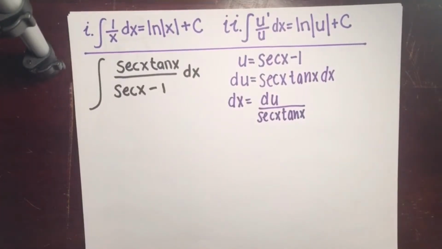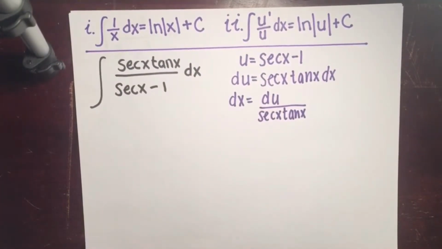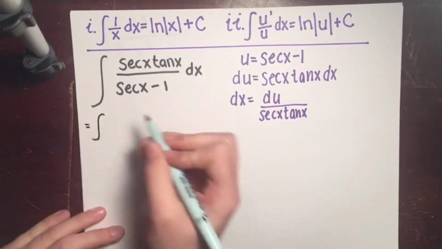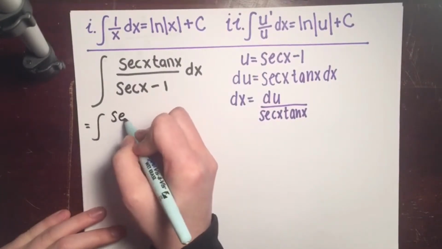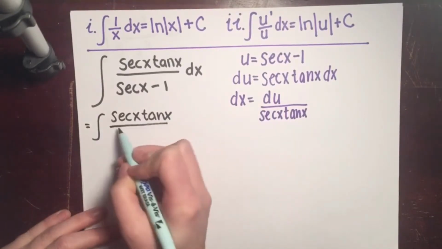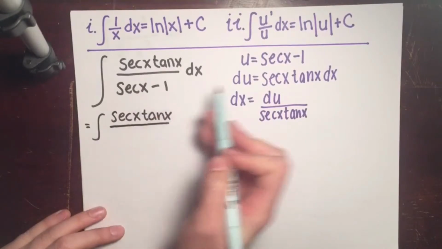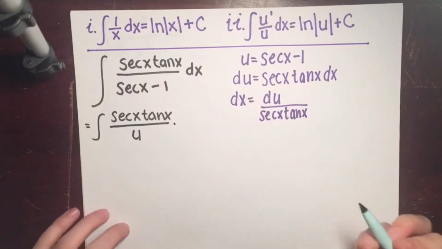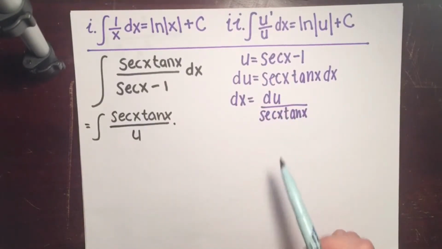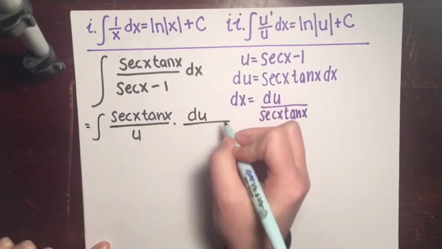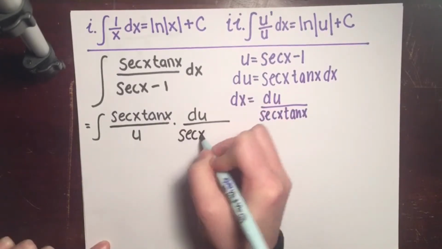All right, so now we are going to substitute that into our integral. So we are going to have the integral of secant x tangent x over u, because we defined u as secant x minus 1, and then we're going to multiply by dx. We defined dx as du over secant x tangent x.